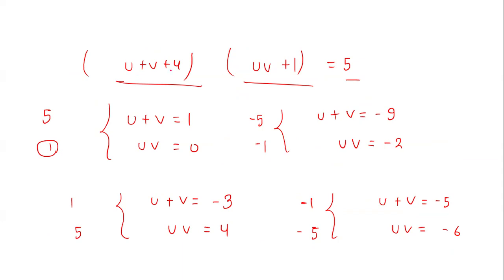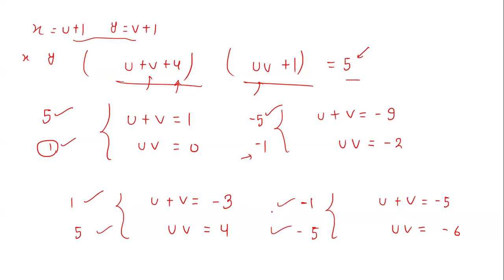So now we have simplified the equation from the first step to this step. Initially we assumed x is u plus 1 and y is v plus 1. If x and y are integers, then u and v are also integers. So what are the different possibilities? 5 is a prime number. So the factor pairs can be 5 and 1, minus 5 and minus 1, 1 and 5, and minus 1 and minus 5. So there are only 4 possibilities.